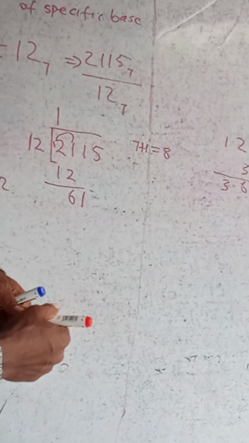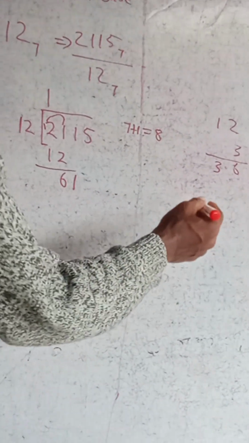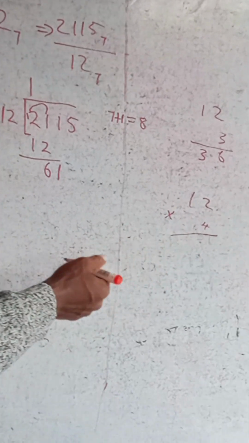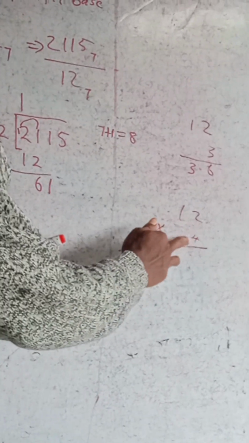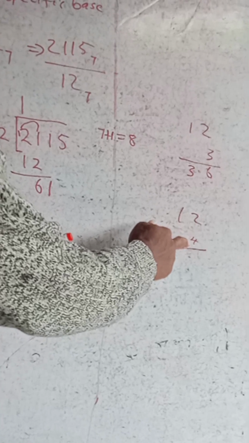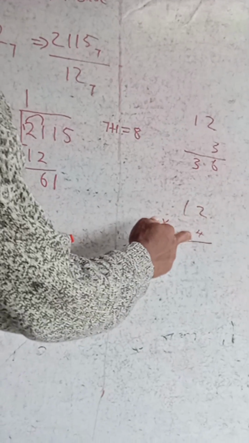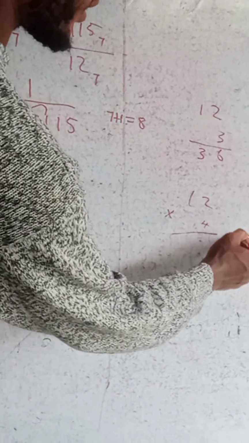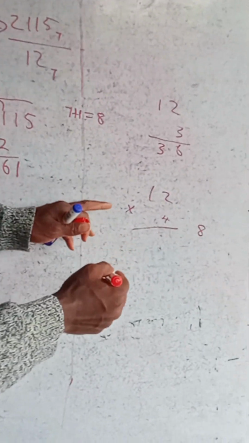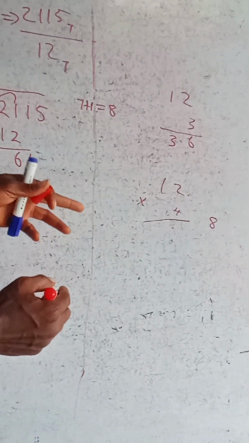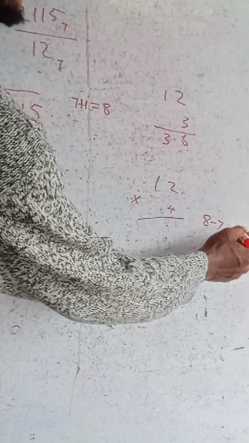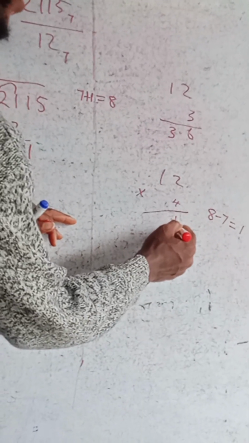Let's try 4. So 12 times 4. Let's see. 4 times 2 is 8, and 8 is more than the base 7. So we subtract 8 minus 7, and 8 minus 7 is what? 1. So we'll write down 1 here.